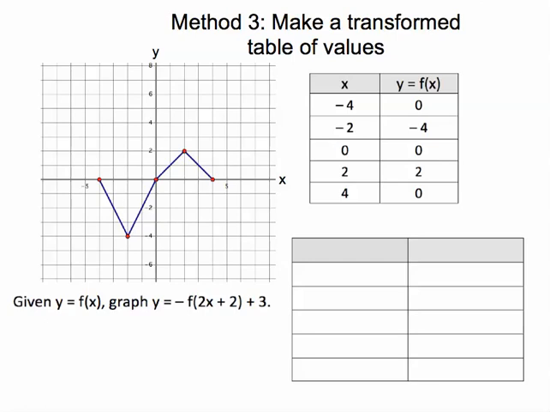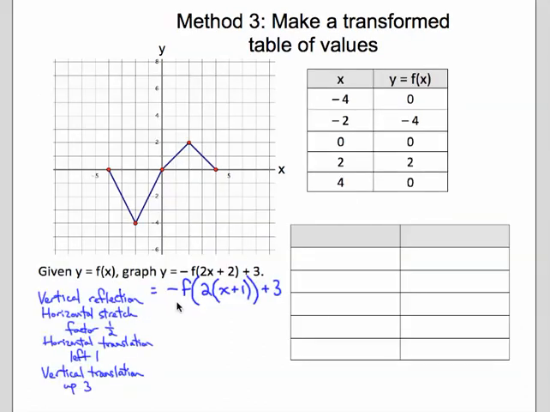The third method we're going to look at for applying multiple transformations to a single function is making a transformed table of values, or making a table of values for the new transformed function. Again, remember, as with all of the different methods we've looked at, that it's important first to factor so that the coefficient of x inside the brackets is 1, and also to list the different transformations. So I've shown that here, the factored form and the listed transformations.